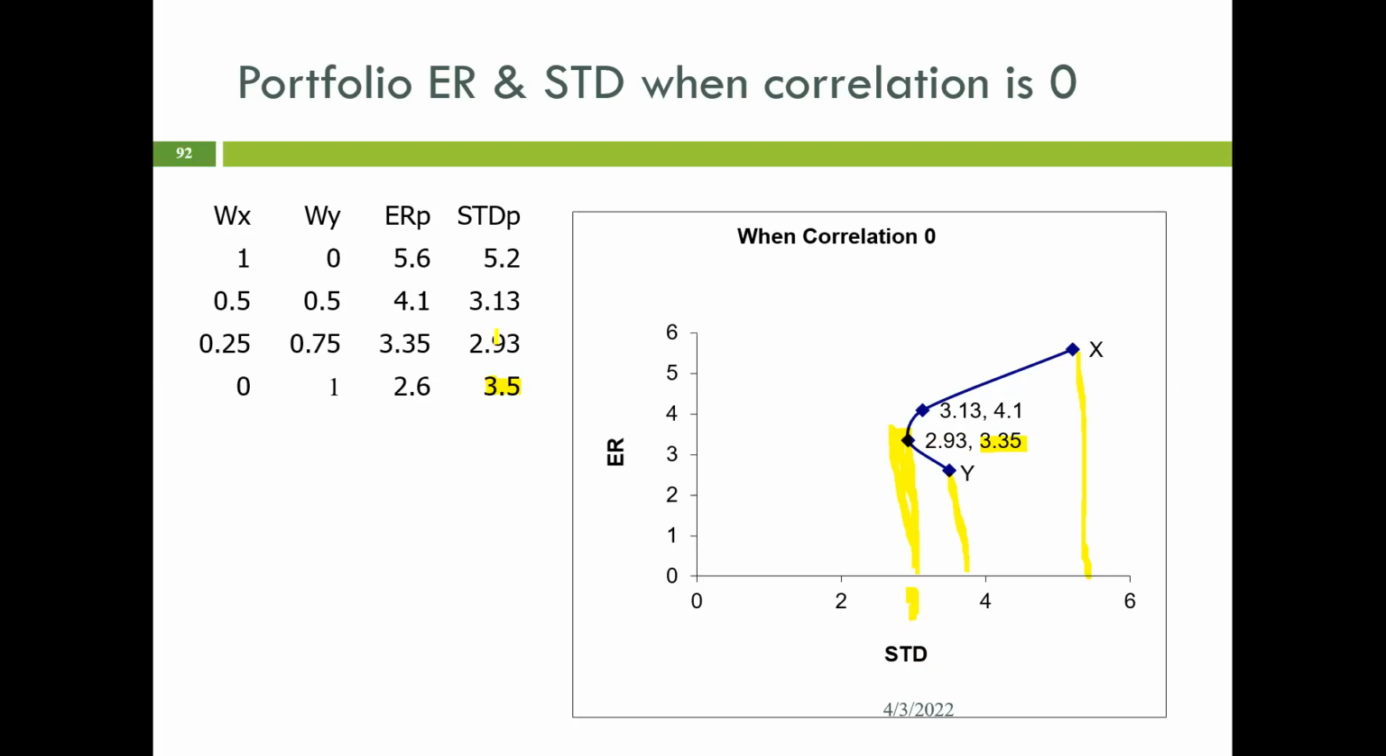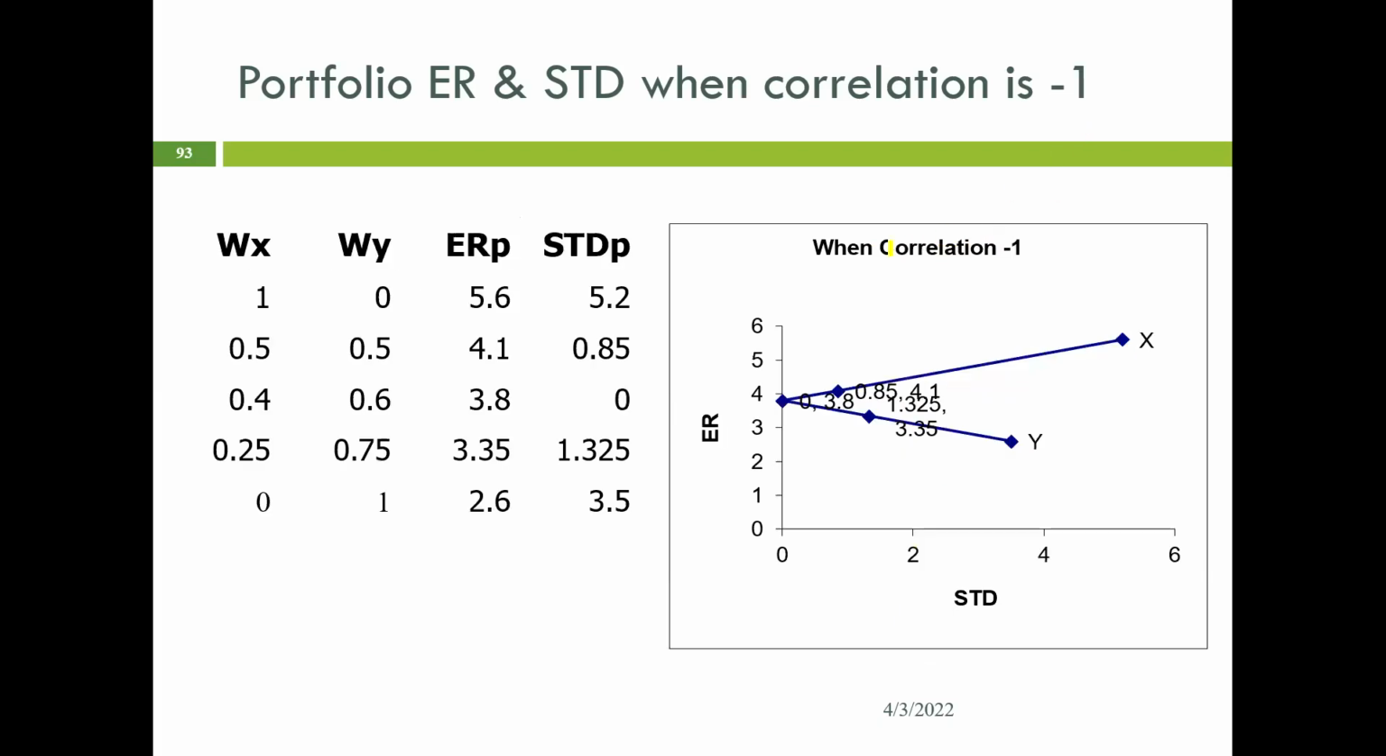So you can expand this, right? By changing the different weights, you can draw this line. So this line looks like this. So the X stock's standard deviation is decreasing, and Y's standard deviation is also decreasing, but only to a certain level. So this is what happens when the correlation of two stocks' returns is zero.